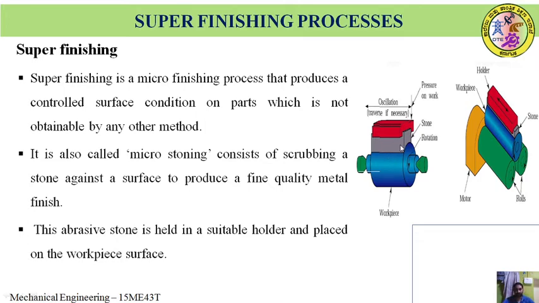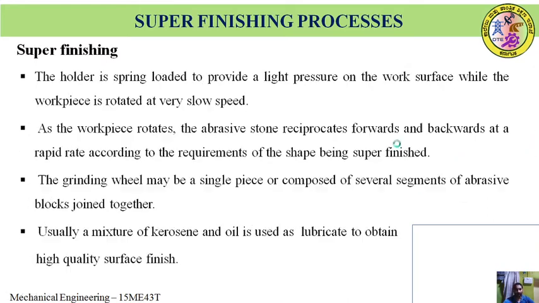The wheel is made up of abrasive particles with sharp corners and cutting edges that remove a small amount of material from the rotating workpiece. That is the super finishing process. The abrasive stone is held in a suitable holder and will oscillate if necessary; otherwise, only the workpiece rotates. A rubbing action takes place between the workpiece and the stone, which removes metal from the workpiece.